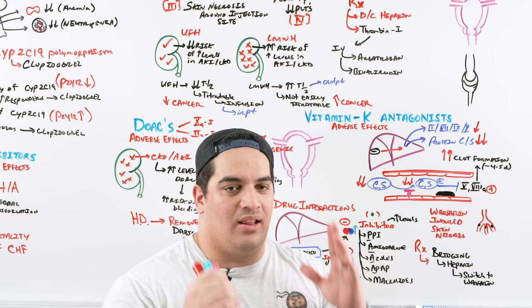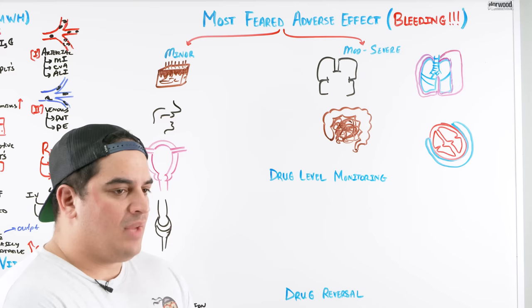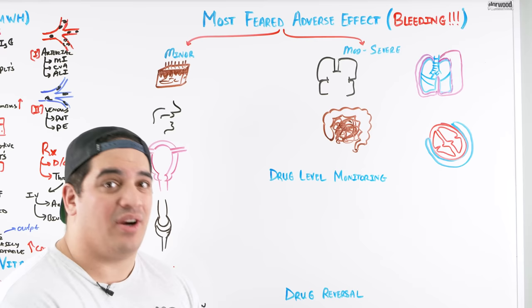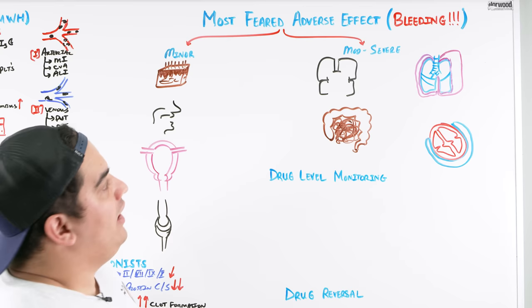Let's move on to the last thing, which is: a patient takes any one of these medications and they bleed. What do we do? If a patient is taking any of these medications, yes, there is a risk of bleeding. Sometimes this bleeding can be very minor. It's very important to be able to differentiate between something very minor and something life-threatening and severe. And again, we'll go over which one has the most bleeding risk a little bit later.